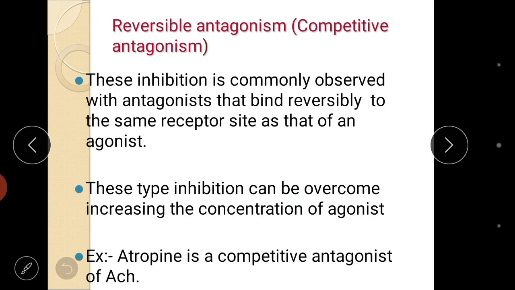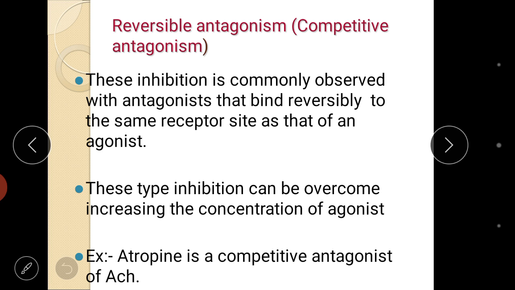I'll go with the slides. Reversible antagonism, or competitive antagonism. This inhibition is commonly observed with antagonists that bind reversibly to the same receptor site as that of an agonist. See here, they mention the word reversibly because if you increase the concentration of agonist, you are able to get the response. This type of inhibition can be overcome by increasing the concentration of agonist.